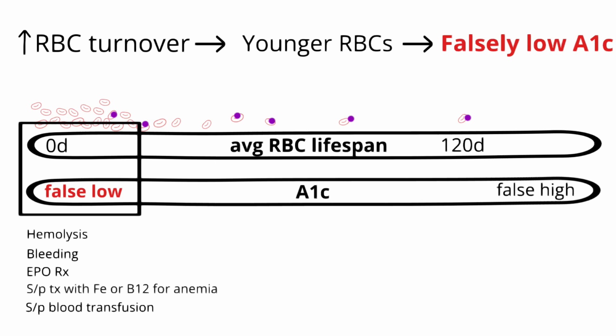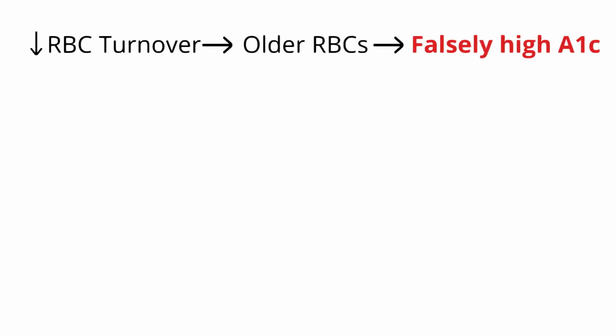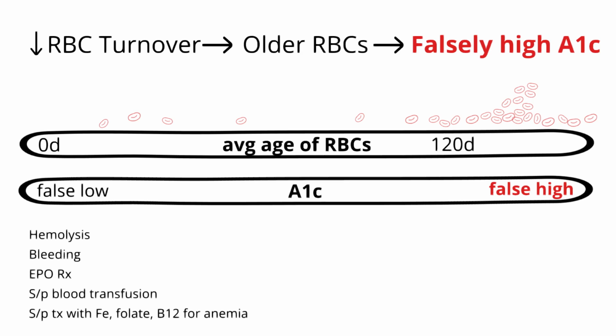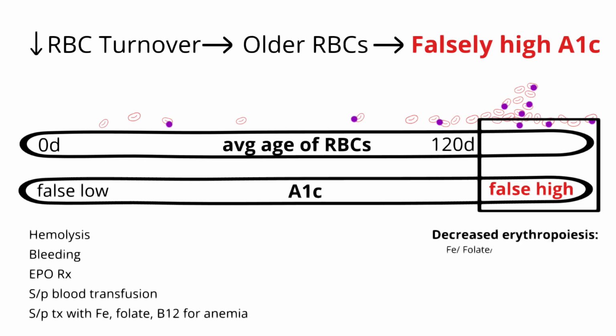Now, on the other hand, processes that decrease turnover of red blood cells result in an on average older population of red blood cells, which then falsely elevates the A1C. These red blood cells have been around longer in the bloodstream and have had more time to interact with glucose molecules and become glycosylated, so their A1C reading is going to be falsely elevated. What conditions decrease red blood cell turnover?